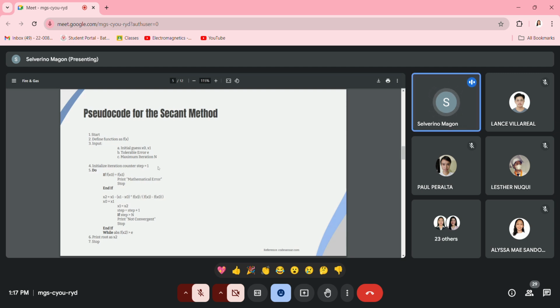All right, so first, we have to make an initial guess for values of x0 and x1, and then define the amount of tolerable error and the number of iterations. So we initialize the program and then perform the following loop.